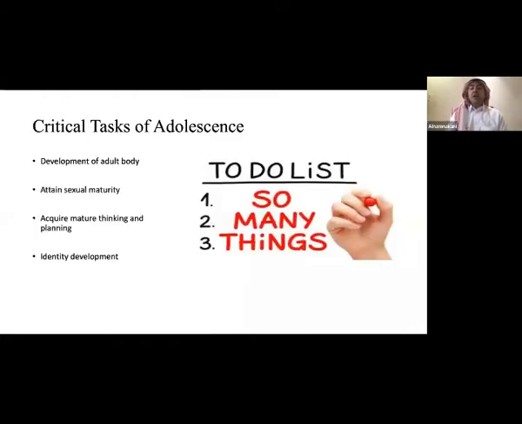So why is adolescence a very tough and very difficult time in life? They have a lot of to-do lists, so many things to do. First of all, they are transitioning from childhood to developing an adult body. They attain sexual maturity, the secondary sexual characteristics in male and female. And by definition, secondary sexual characteristics beyond 9 years of age are considered normal. It's not precocious puberty.